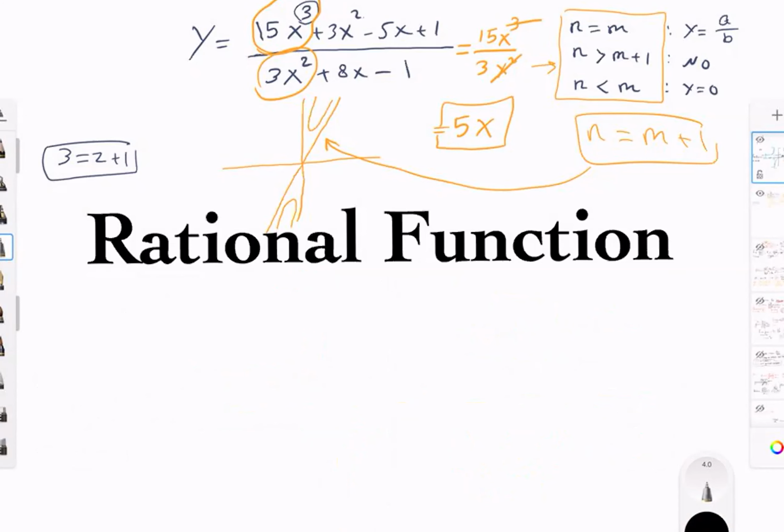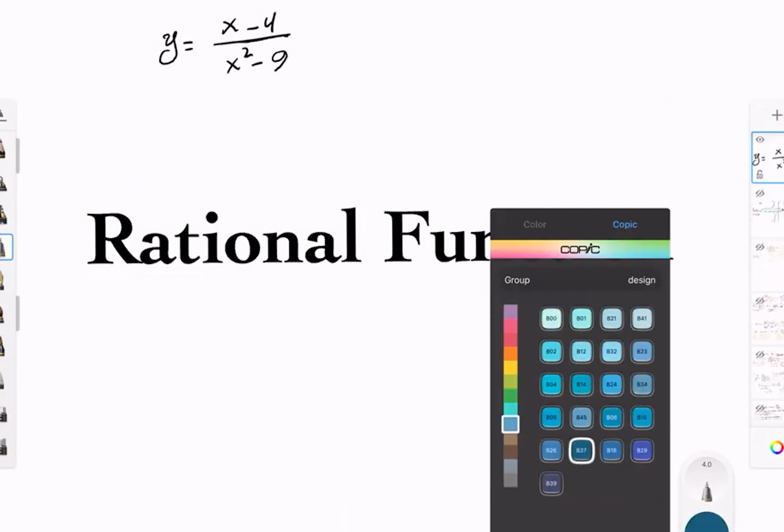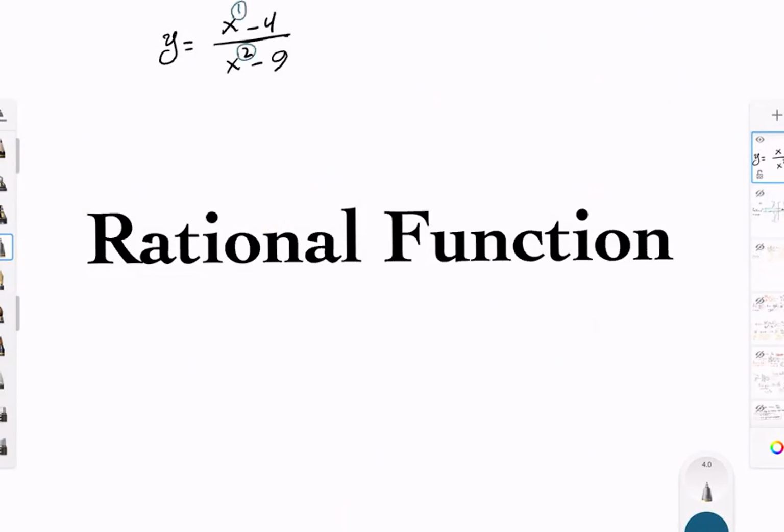So for the short run, for the rational function, for example, f of x, y equal to x minus 4 over x squared minus 9. So you see a rational function, polynomial. Long run, you already know, same as horizontal asymptote. You just look at the degree. This degree is 1, that degree is 2. So what is a horizontal asymptote?